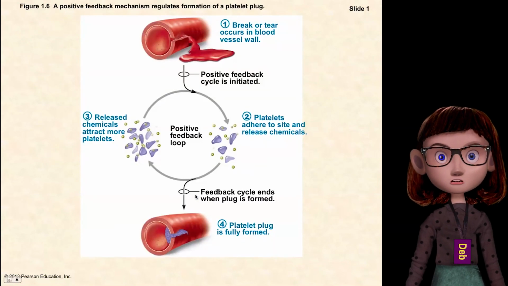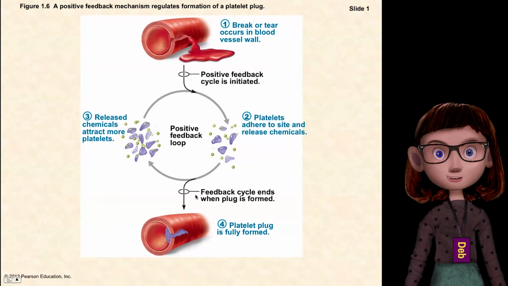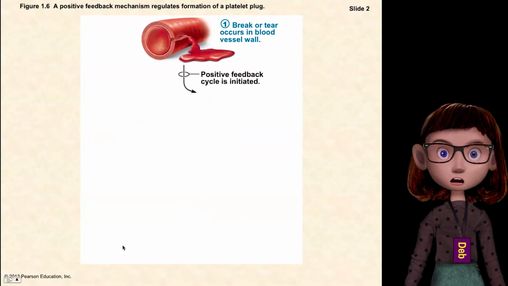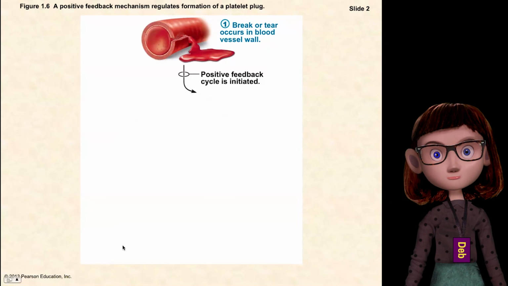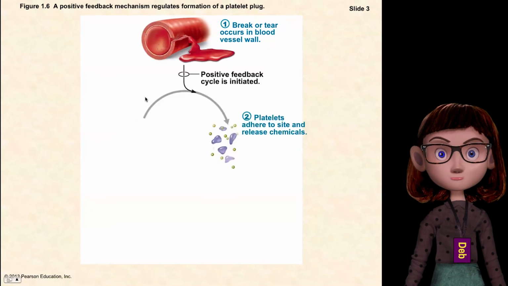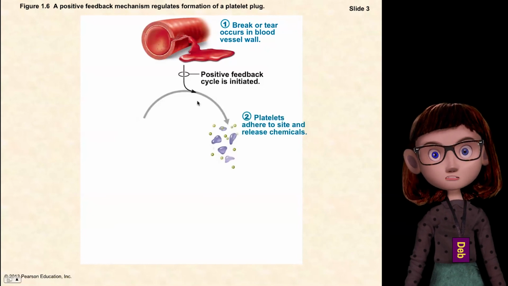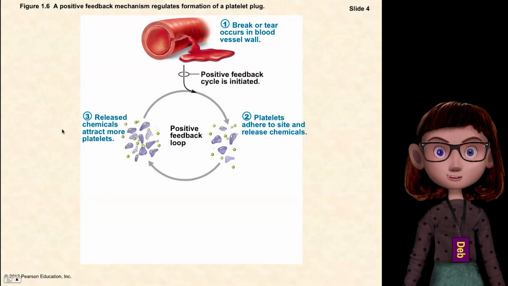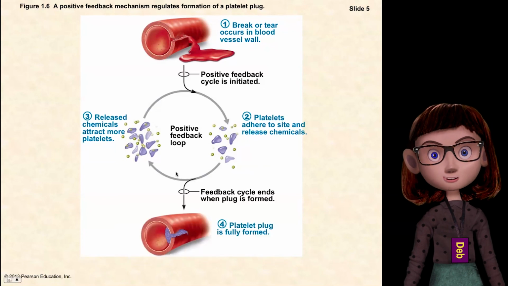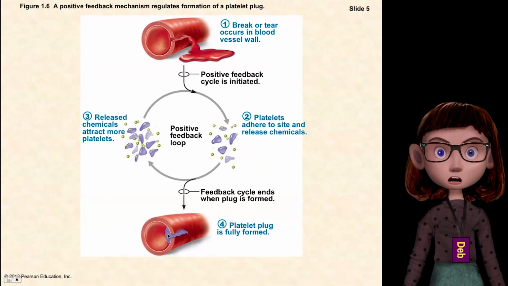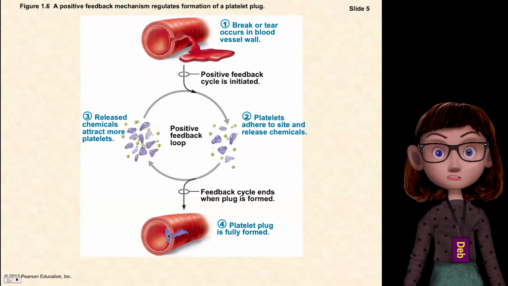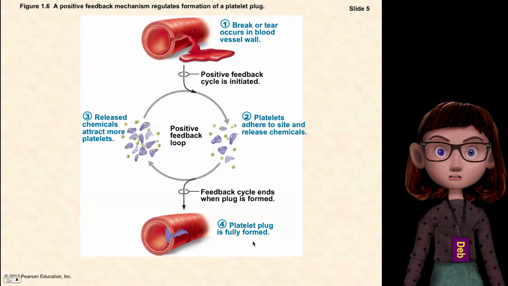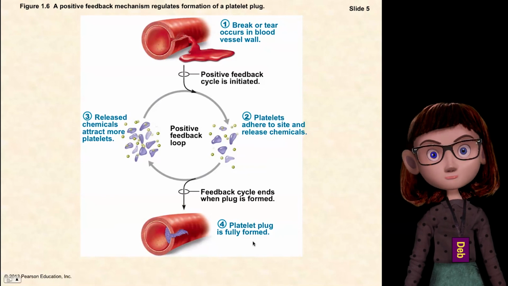Here's the example of blood clotting. First of all, you get a tear or a break in the blood vessel wall. The positive feedback is initiated. Then the platelets adhere to the site and they're going to release chemicals. The chemicals that are released attract more platelets. This feedback cycle will end once that plug is formed and the bleeding has stopped. That means the platelet plug is fully formed. There's quite a few other details, and we'll get to that when we study the blood.